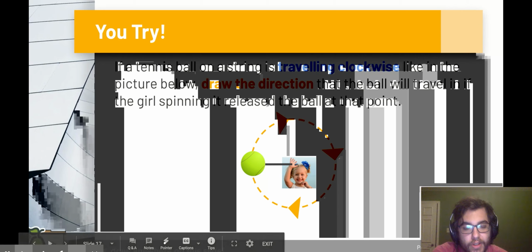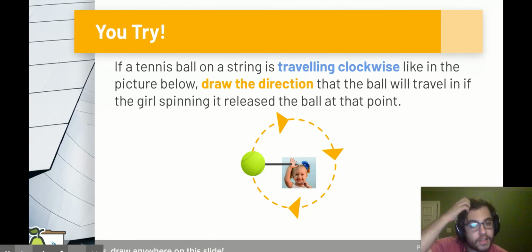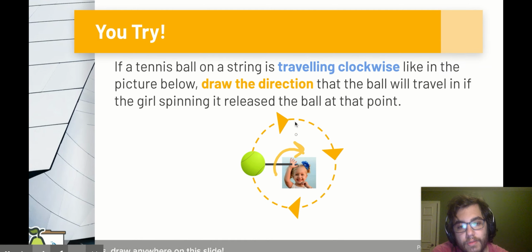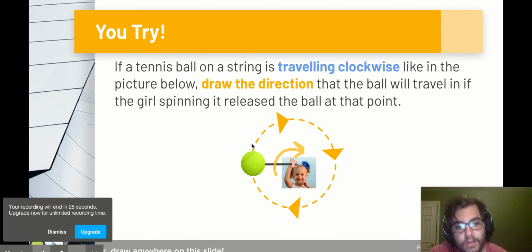Now, we want to do a conceptual problem. If a tennis ball on a string is traveling clockwise, like in the picture below, draw the direction the ball will travel in if the girl spinning it releases the ball at that point. So right here, we know the ball is spinning in this direction because the arrows are pointing that way. Clockwise is to the right like this. Counterclockwise is the other direction. So all I have to do is find the tangent and draw a straight line. That's it. That's the answer.